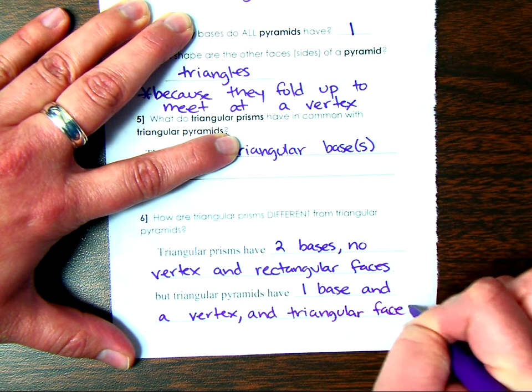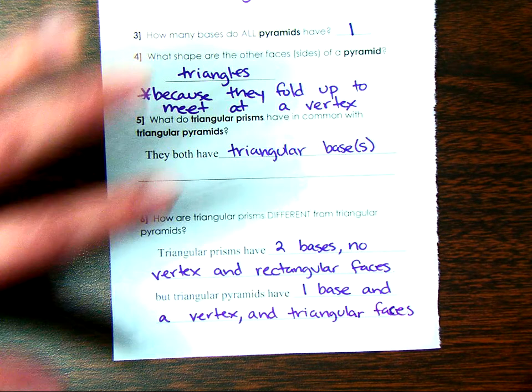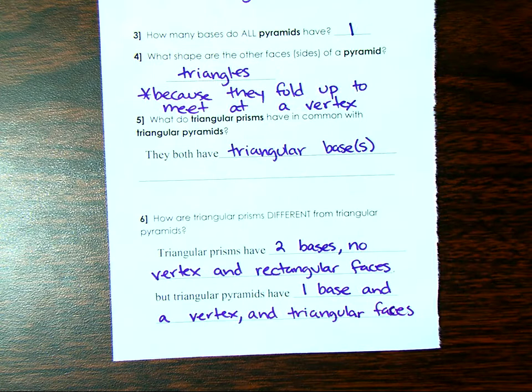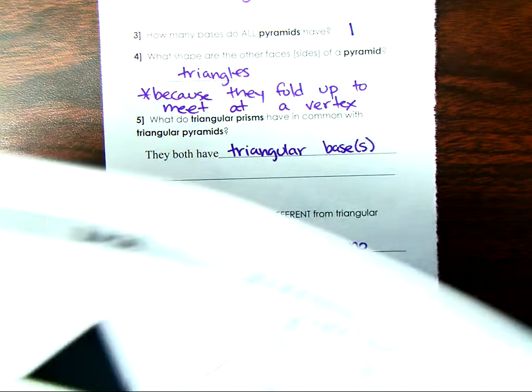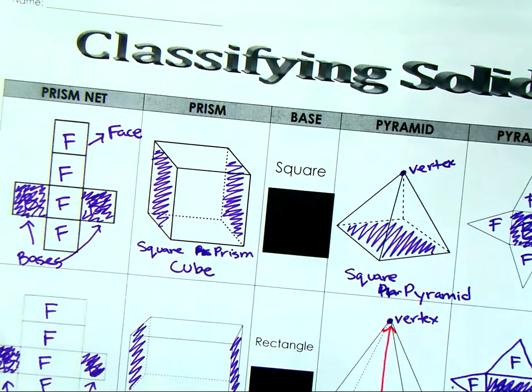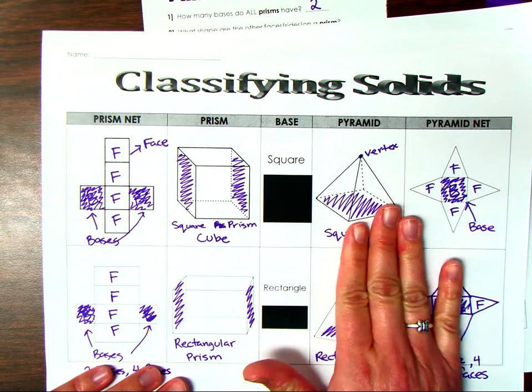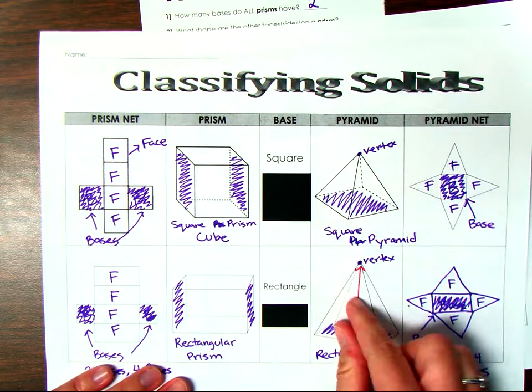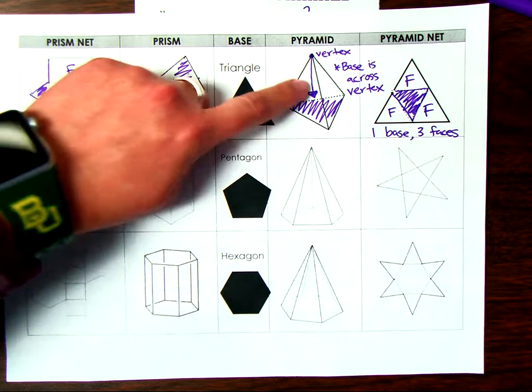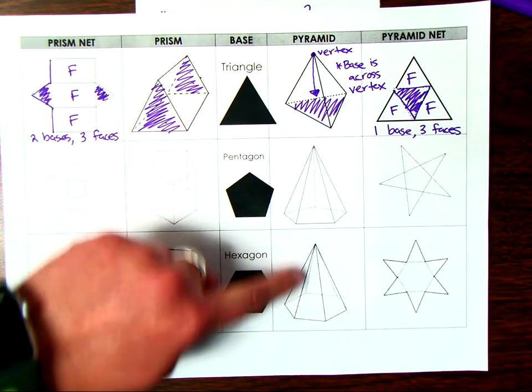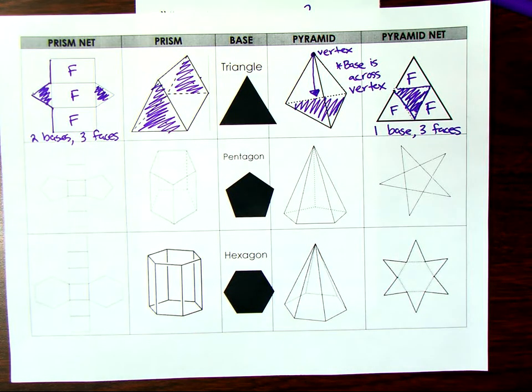So it's really important for us to know the difference between them so that we don't accidentally label something a prism when it's actually a pyramid, or something a pyramid when it's actually a prism. So the number one takeaway is if you have two bases, you're a prism. If you only have one base, you're a pyramid. And again, we can see no matter what these look like, the triangles were around that base right here. And so that way we know it's a pyramid.